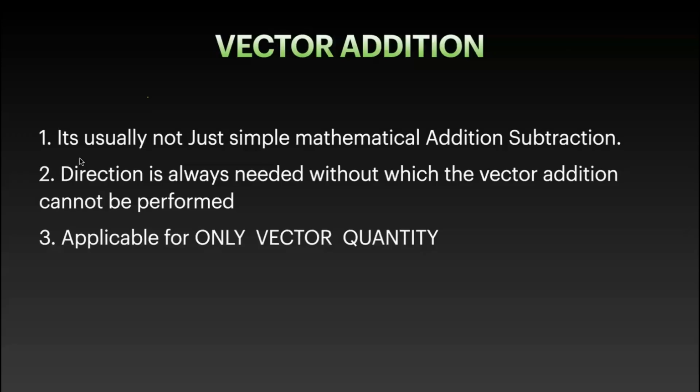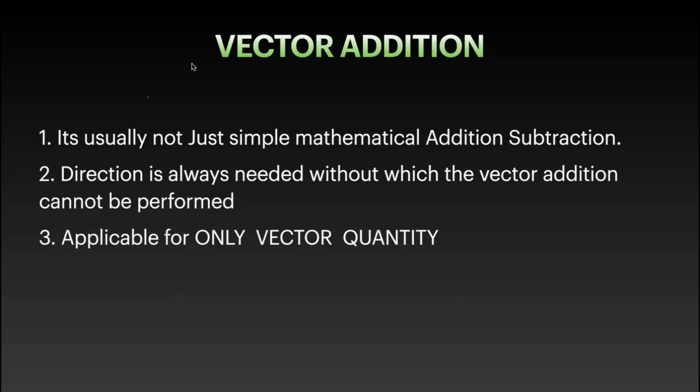Is this clear? Now, what about vector addition? Vector addition is not simple mathematical addition or subtraction. See, for algebraic addition, you simply added or simply subtracted, right? Here, this is not just simple mathematical addition or subtraction. There are some specific formulas which you are going to learn in the later part of the video. Now, for vector addition to be performed, you always need the direction of the vector quantity.